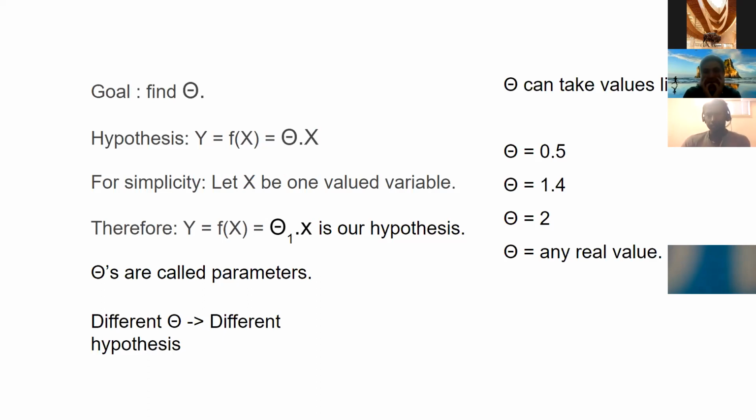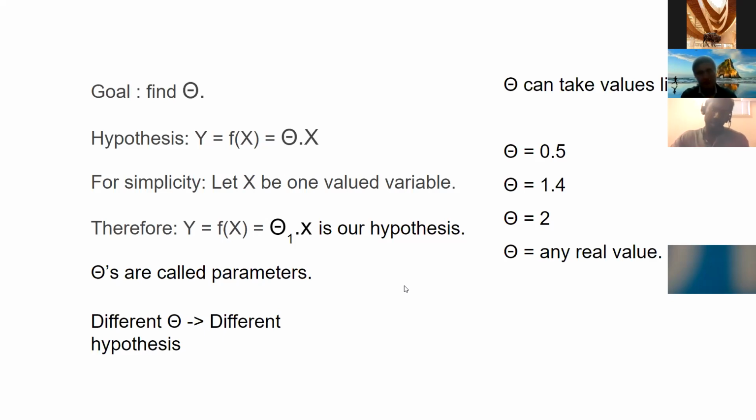Now, in this example, I'll consider x as a single valued variable, y as a single valued output, and theta also as a single valued parameter. I'm representing capital X by small x because it's one variable, and since I only have one variable, I only need one parameter, so I'm just going to represent that with theta 1. Thetas are called parameters, as I said earlier, and different thetas give you different hypotheses.